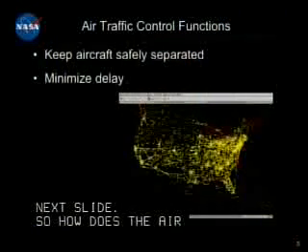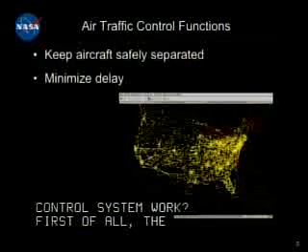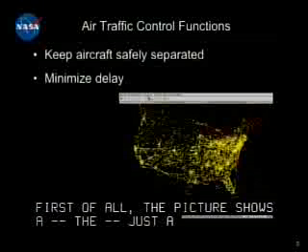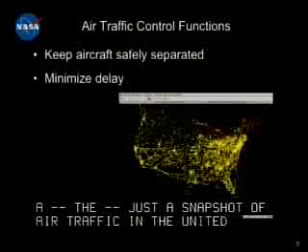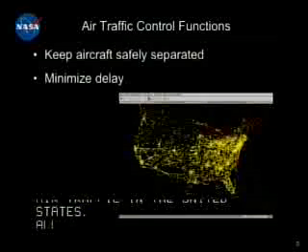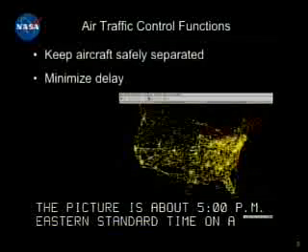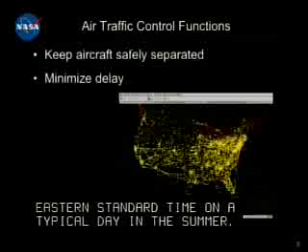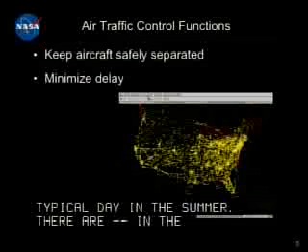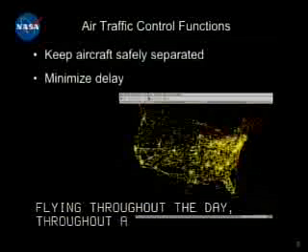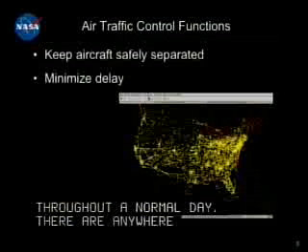So how does the air traffic control system work? First of all, the picture shows just a snapshot of air traffic in the United States. All the yellow targets are flying aircraft. The picture is about 5 p.m. Eastern Standard Time on a typical day in the summer. In the picture, there are about 5,000 aircraft flying. Throughout a normal day, there are anywhere from 3,000 to 5,000 aircraft flying in the NAS at any given time.